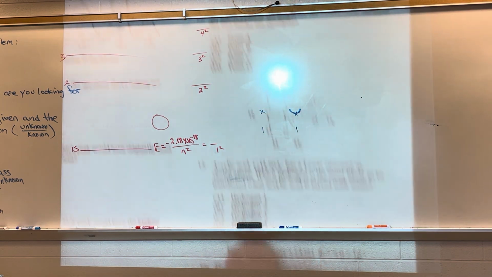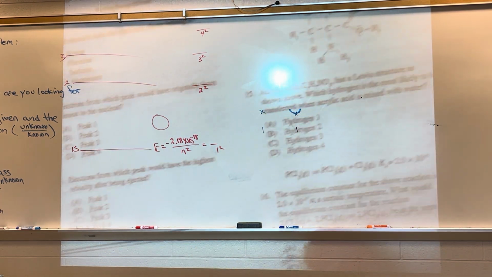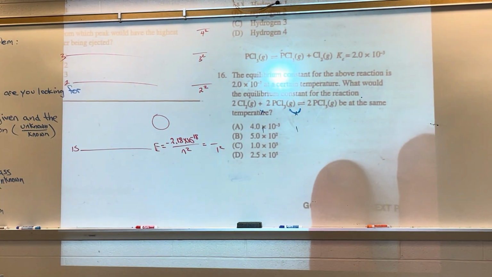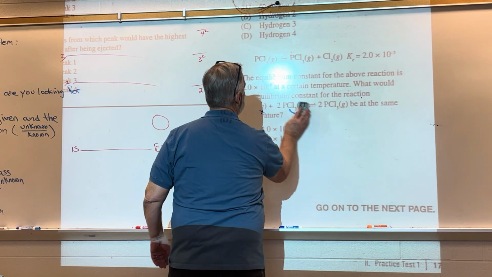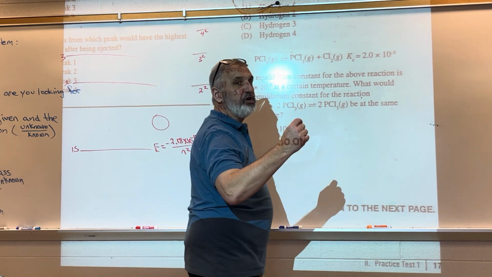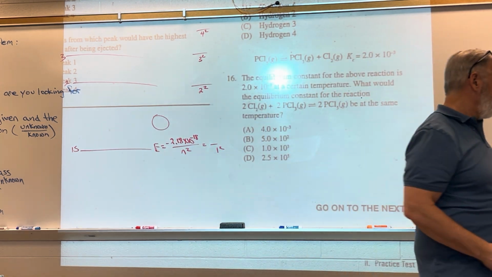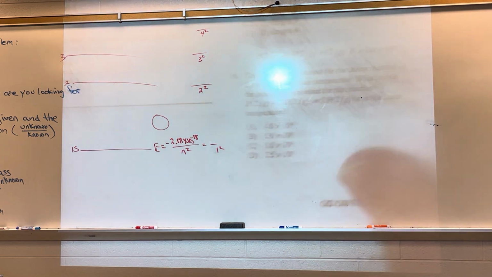Now, we don't know anything about these acids and bases. This one here, what's the only difference between the equations? Doubled and reversed, so you go 1 over K squared. So we already know how to do that. We don't have to explain that.